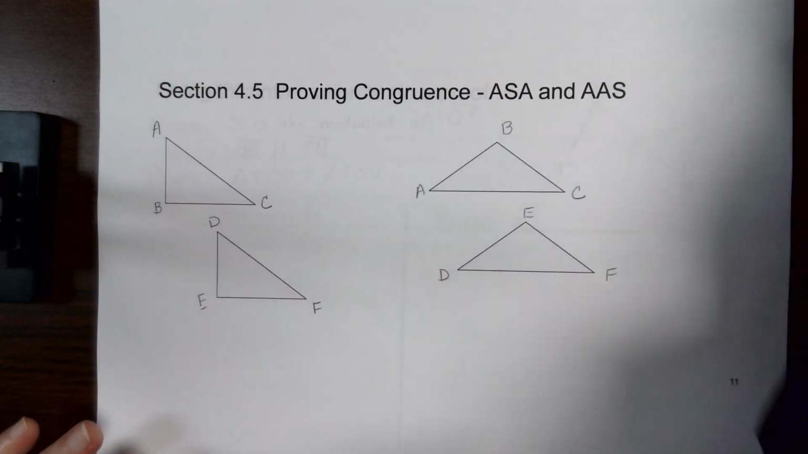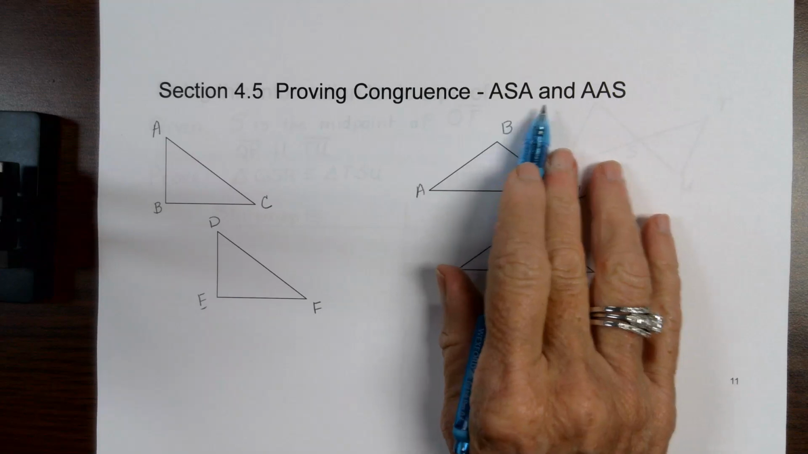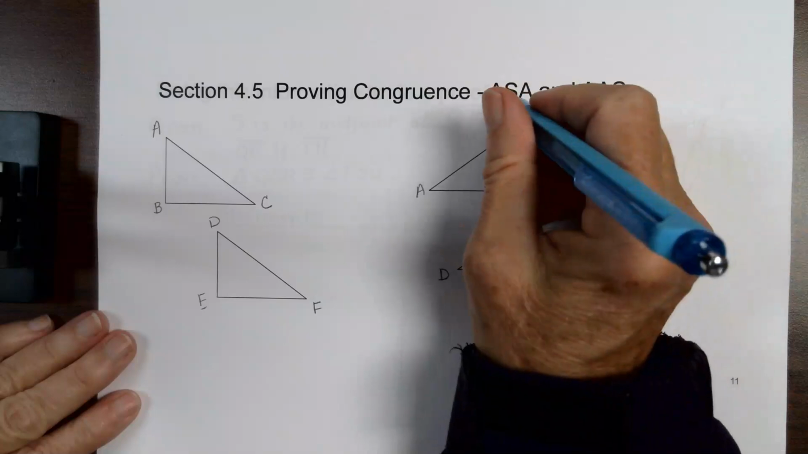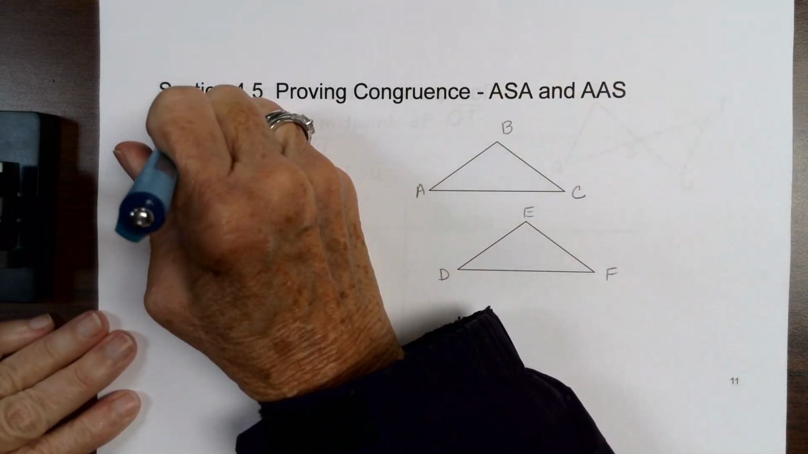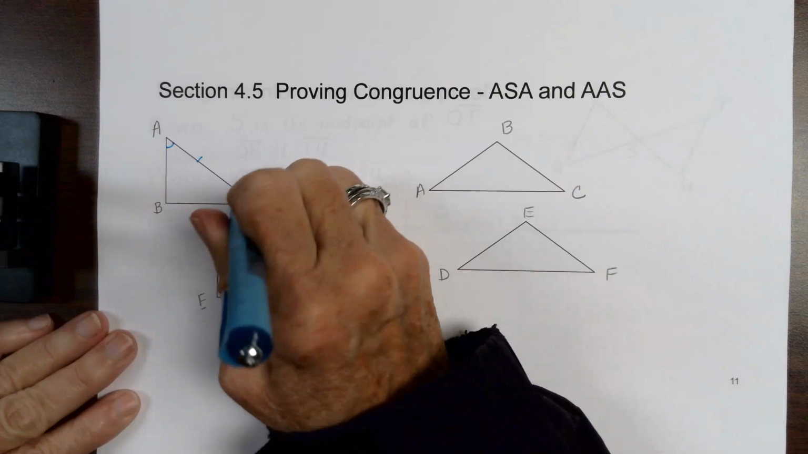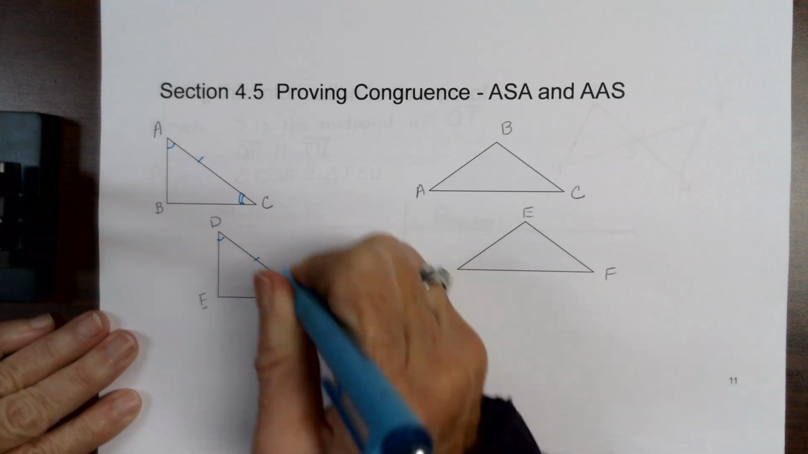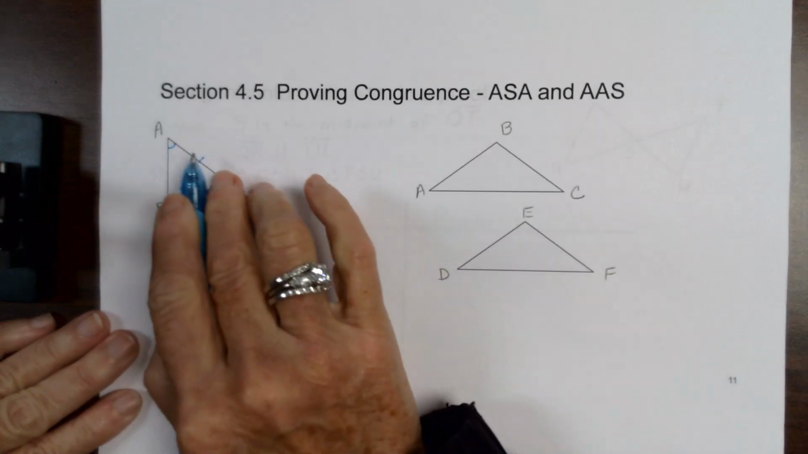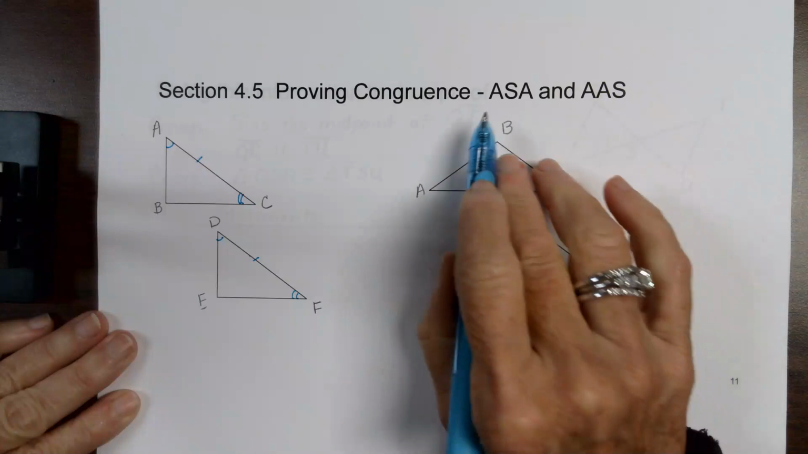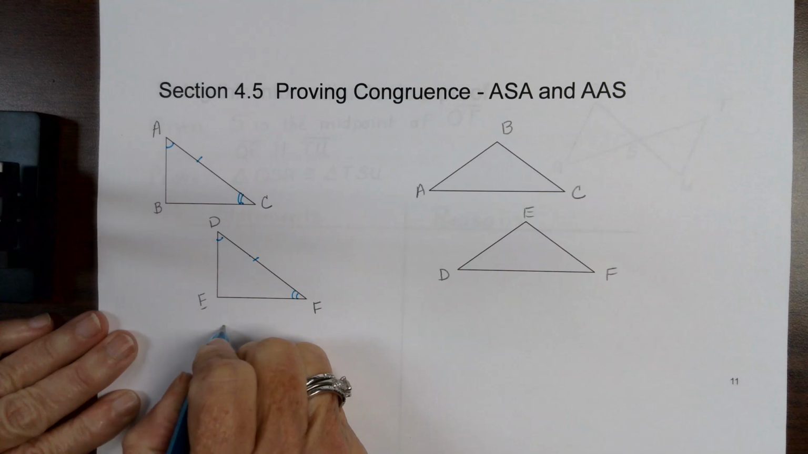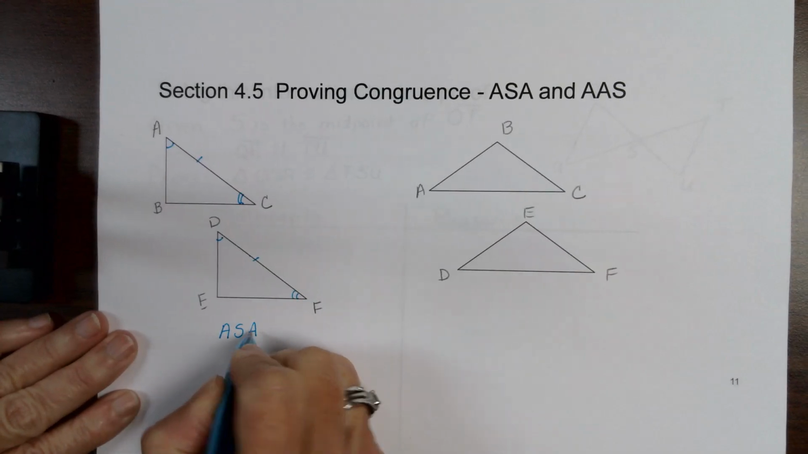Then our next section had to do with angle, side, angle, and angle, angle, side. So on this one, to be able to prove 2 triangles are congruent, you have an angle, a side in the middle, and then an angle on the other side. So if you will, you have angle, side, angle, exactly in that order. This one, so this is proved by angle, side, angle.